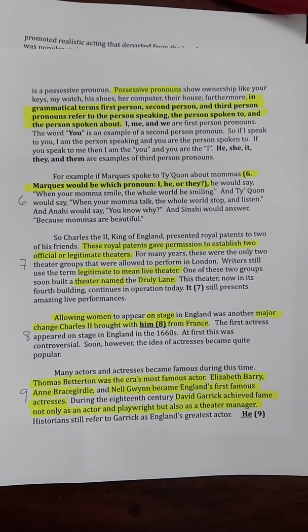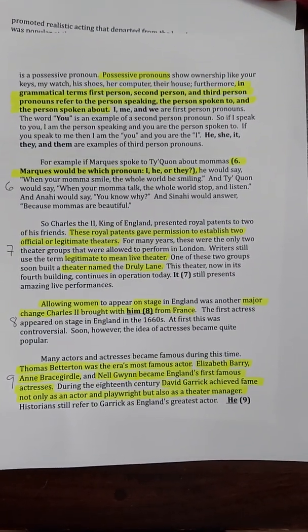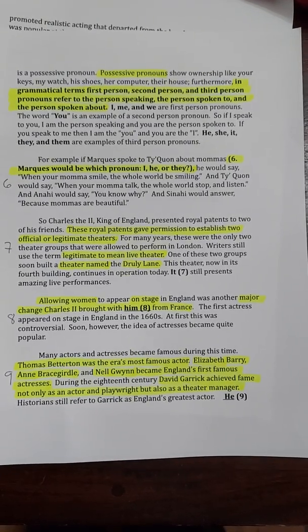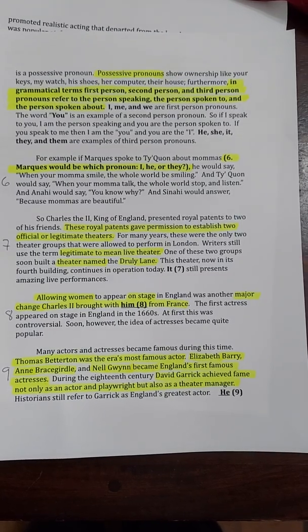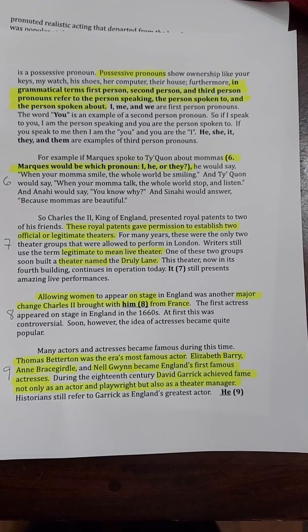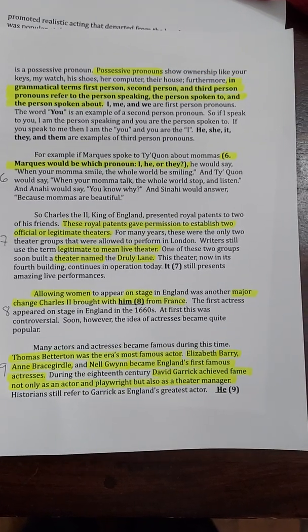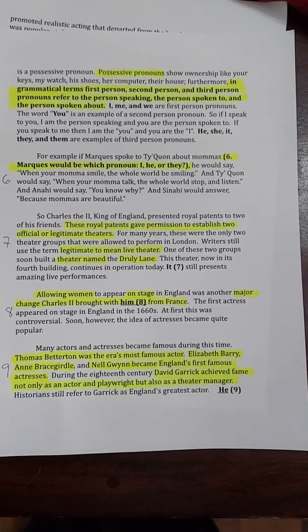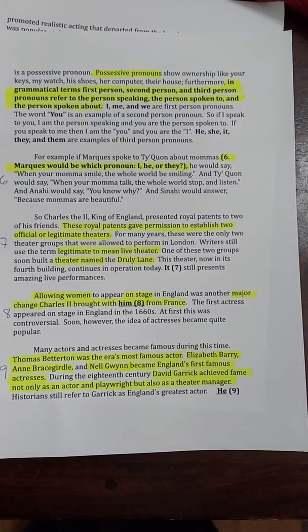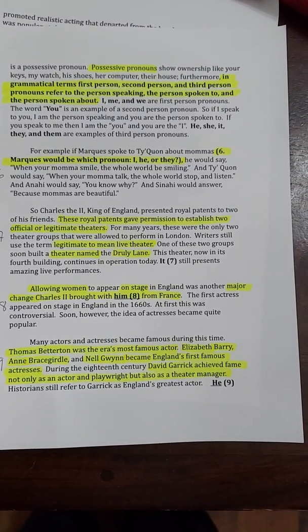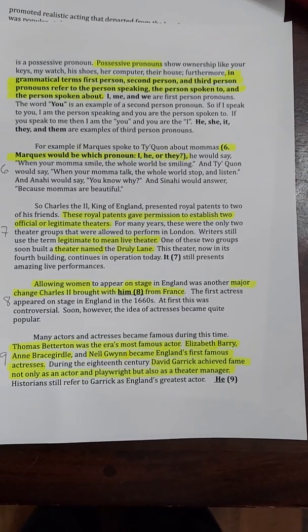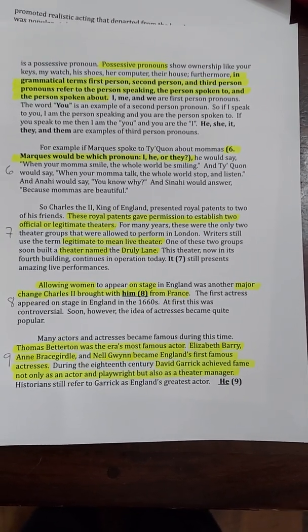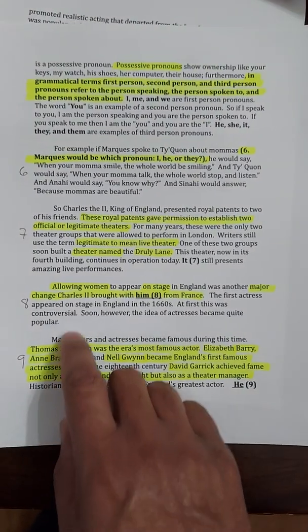So Charles II, King of England, presented royal patents to two of his friends. These royal patents gave permission to establish two official or legitimate theaters. For many years, these were the only two theater groups that were allowed to perform in London. Writers still use the term legitimate to mean live theater. One of these two groups soon built a theater named the Drury Lane. This theater, now in its fourth building, continues in operation today. It still presents amazing live performances.